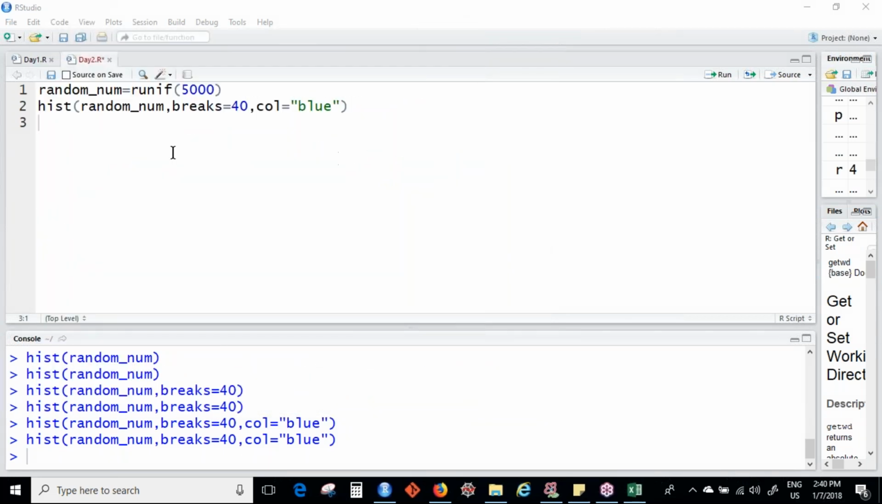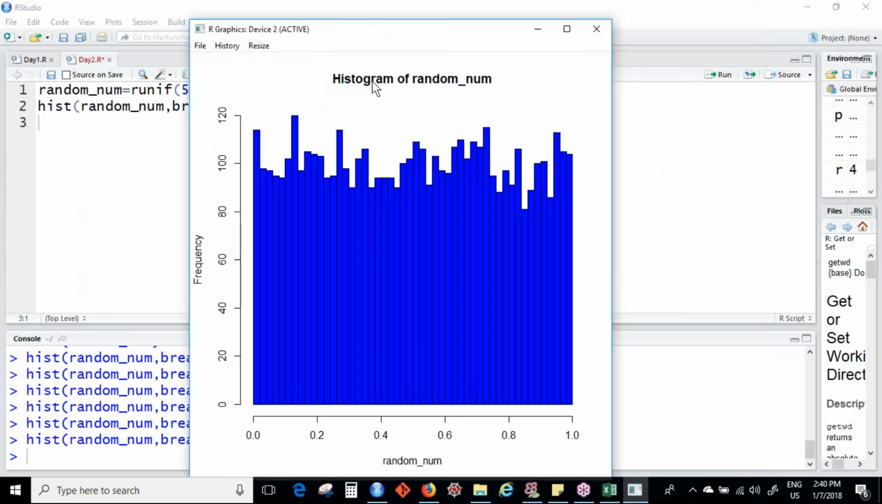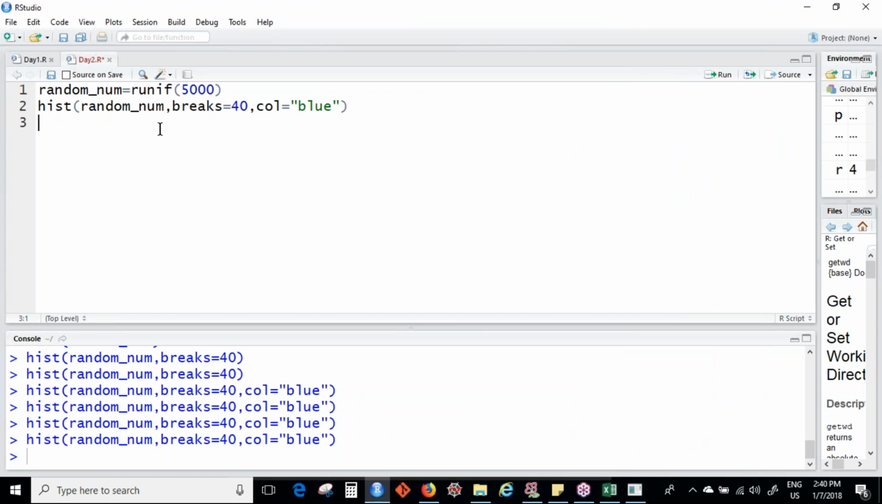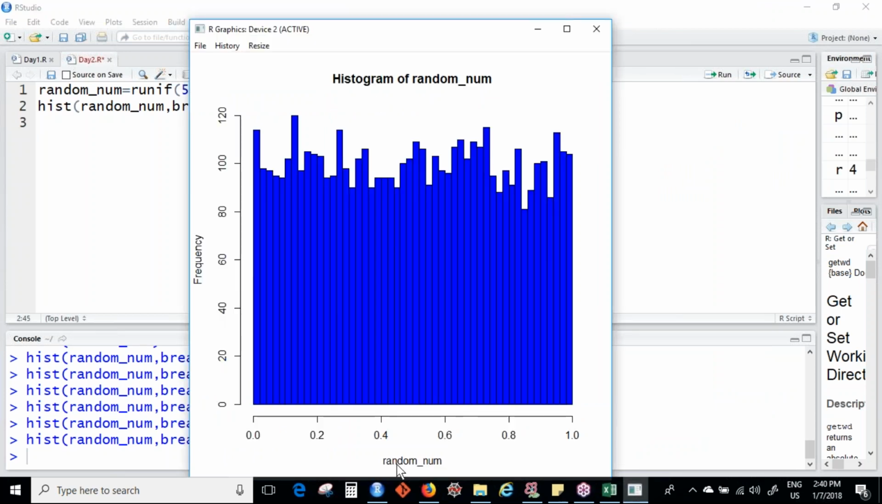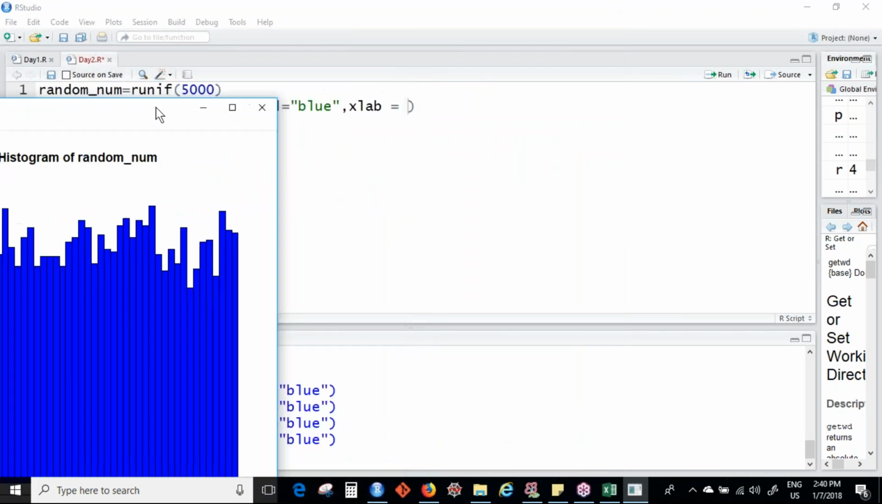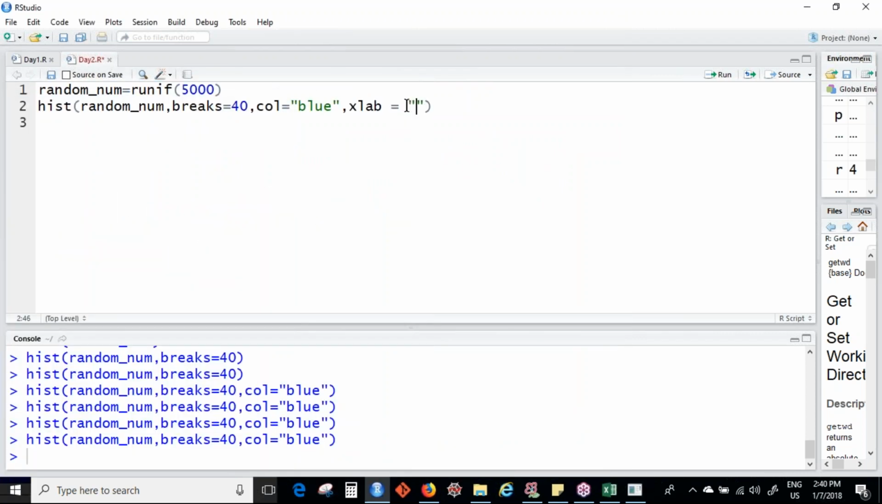Okay. And if you want, you can add labels also. Let's say right now it is a histogram of random numbers, right? If you want, you can give some labels also. For example, if you want to label the x-axis, you see I'm using the IntelliSense. So xlab is equal to, and right now this just has random numbers written. So you can write whatever you want. Let's say x-axis. Similarly, you can give ylab also, the same syntax.